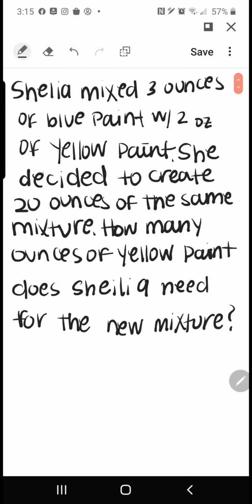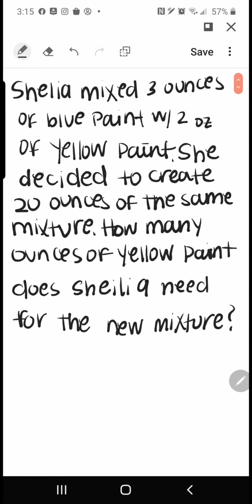Let's take a look at number 5. It says Sheila mixed 3 ounces of blue paint with 2 ounces of yellow paint. She decided to create 20 ounces of the same mixture. How many ounces of yellow paint does Sheila need for the new mixture?